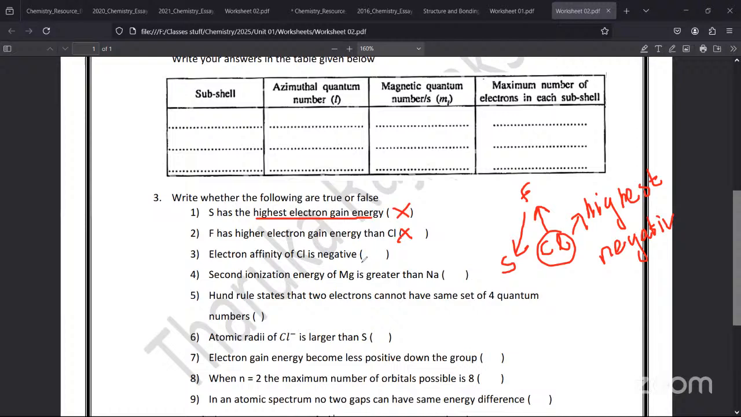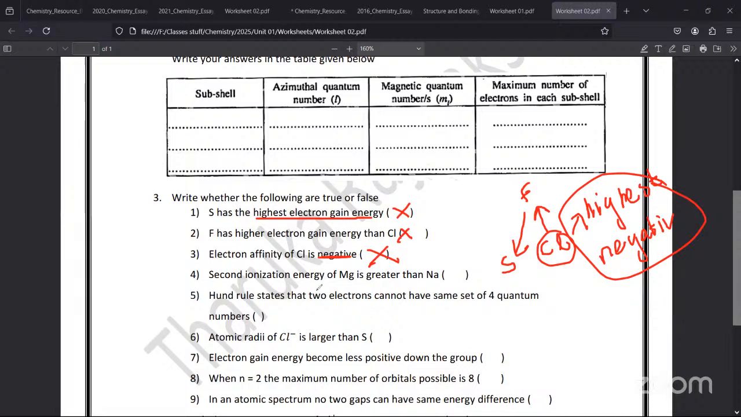Then, electron affinity of chlorine is negative. Electron gain is negative. If electron gain is negative, then electron affinity is going to be positive. So this statement is also wrong. Electron affinity of chlorine is going to be positive. Why? Electron affinity is equal and opposite to the electron gain.